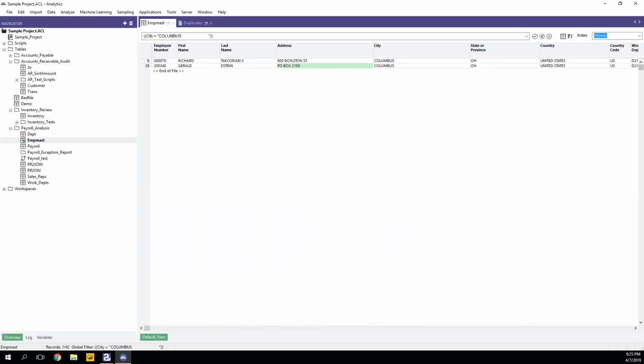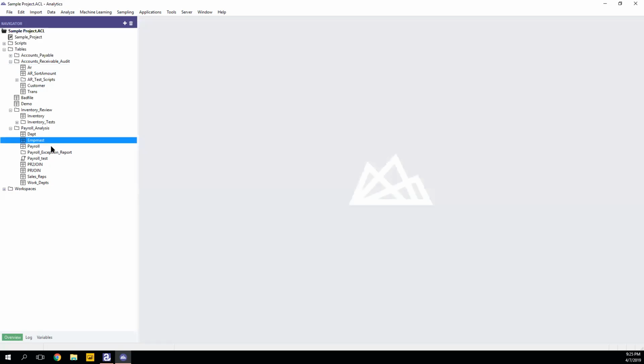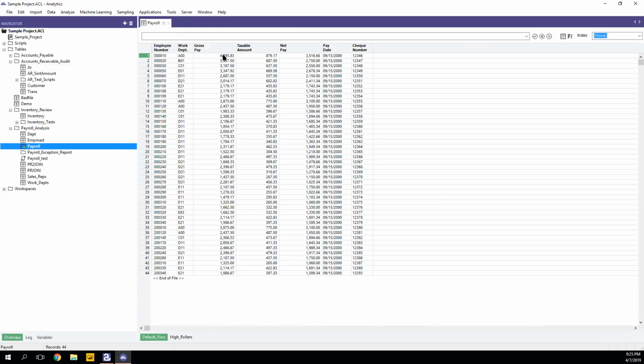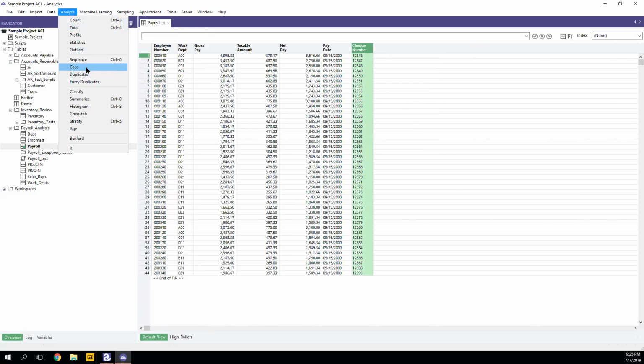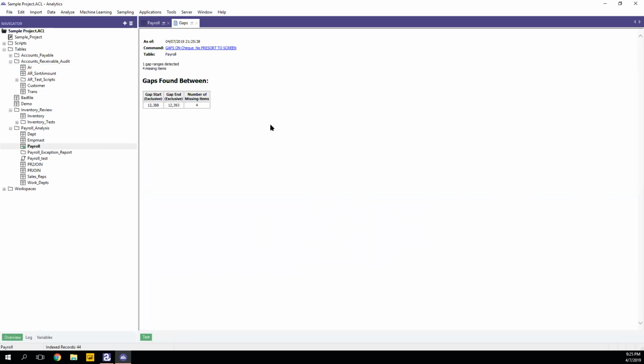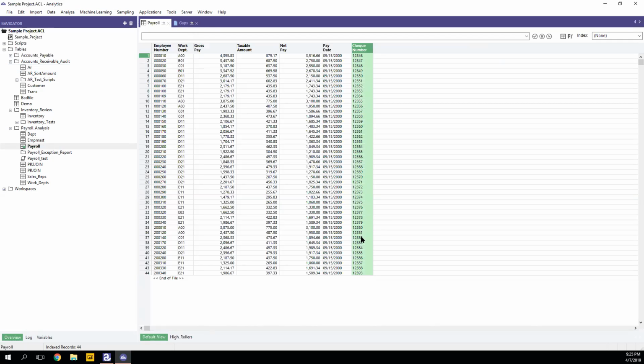Sort the inventory table. Use the gaps on the payroll to see if there are any gaps in check number. Oh, okay, let's go to the payroll then. Here's our payroll. Check number. Okay, first thing, I'll just check that it's sorted. And I'll analyze it, and are there any gaps? There are 4 checks between 12,388 and 12,393. So 388 and 393, there were 4 checks missing.